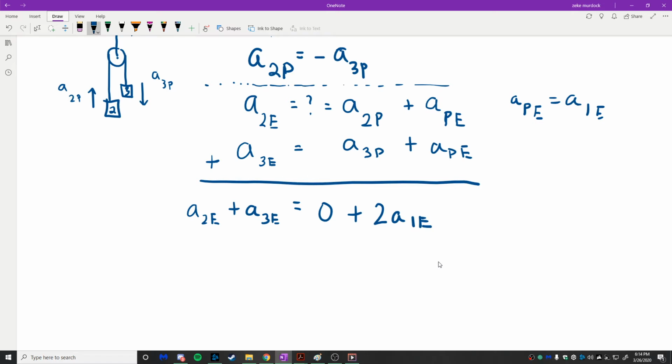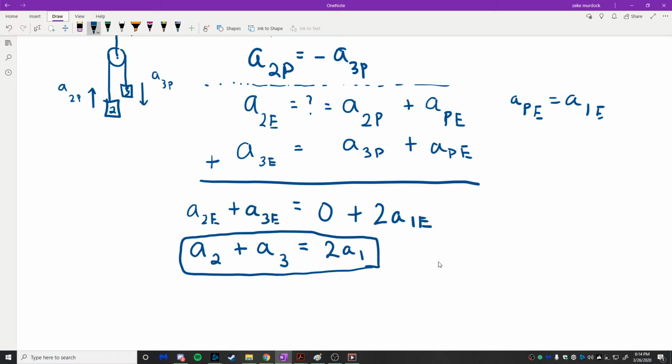And then we can just state that, let's drop the E's, because now every single acceleration is in the same reference frame, which is really important for doing these kinds of problems. All the accelerations are in the same reference frame. And that allows us to just say, okay, let's call this one A sub 2, let's call this one A sub 3, and say that that's equal to 2 times A sub 1. And this is how you have to start this problem. You need to have this relationship in your back pocket to be used later on.